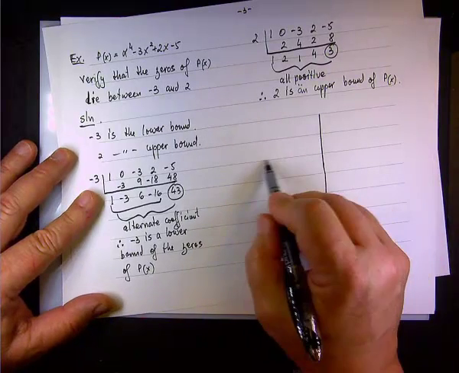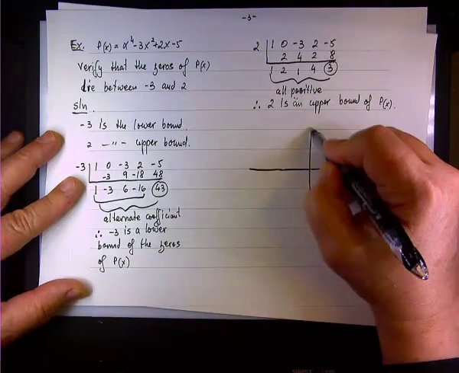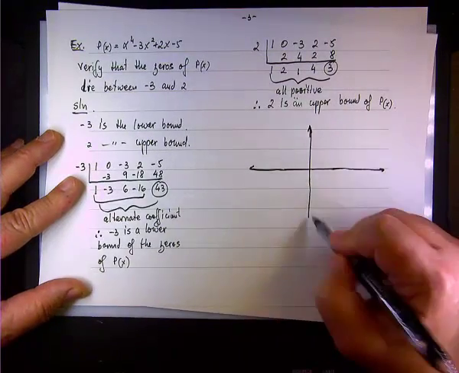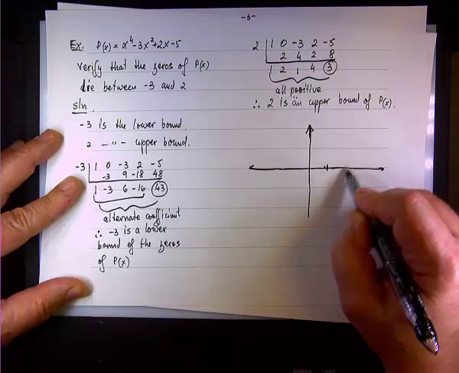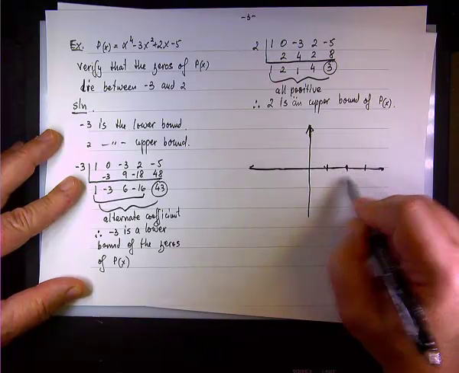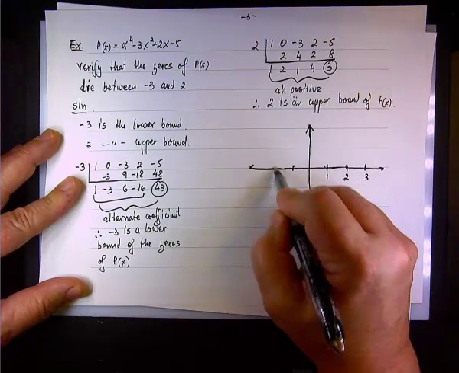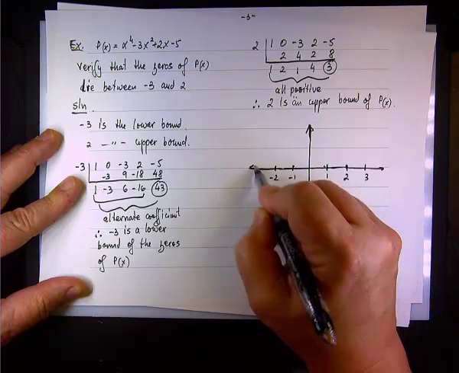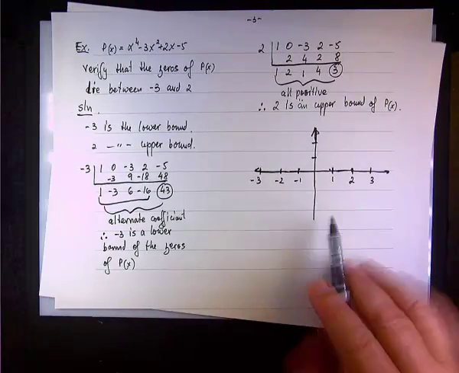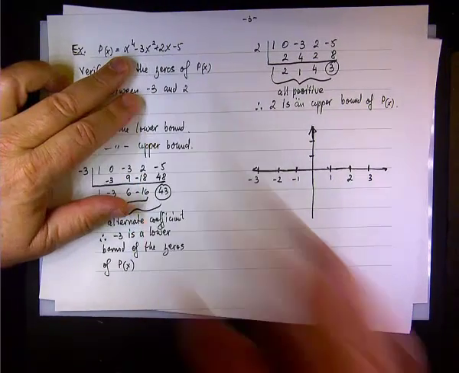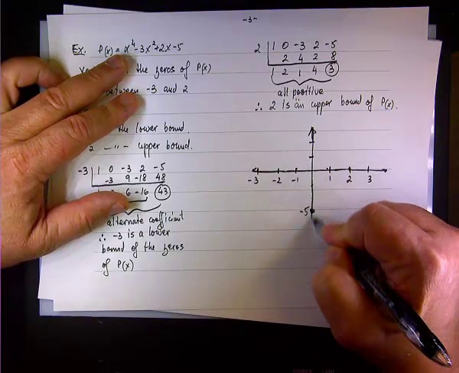Last thing I want to do, I want to verify or show the sketch, but also I want to take this opportunity to show you how to use the graphing calculator to find the zeros, or, as we saw before, we had a need to find local extrema. So let me look at this. So here we go. We know that 2 is an upper bound and -3 is the lower bound.